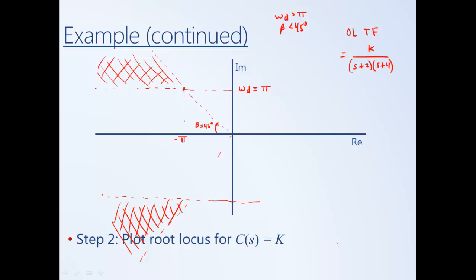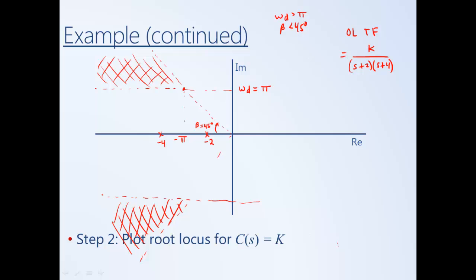So if you can recall the rules for drawing a root locus, the very first step is to plot the open loop poles and open loop zeros. In this case, we have an open loop pole at -2 and an open loop pole at -4. So we can mark those here. There are no open loop zeros.